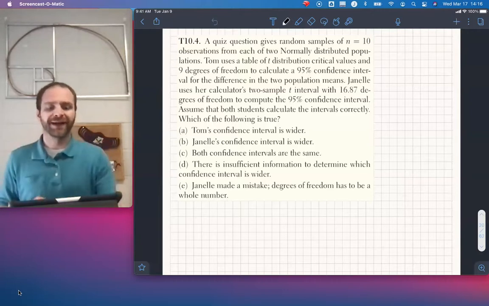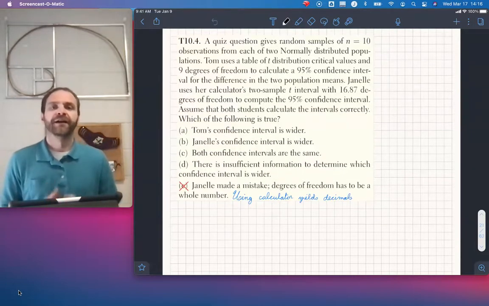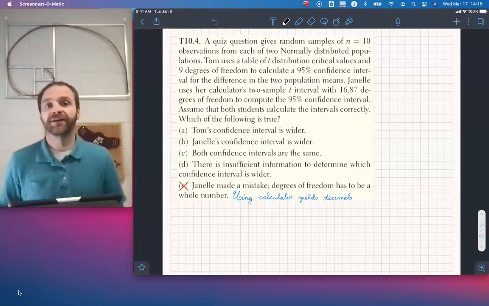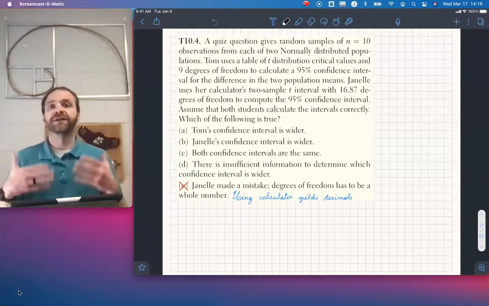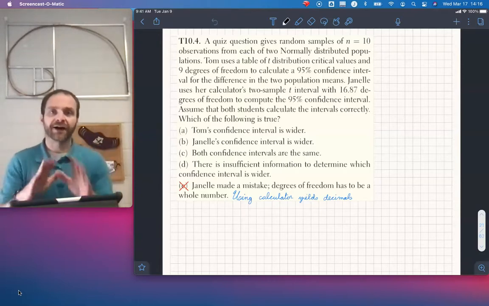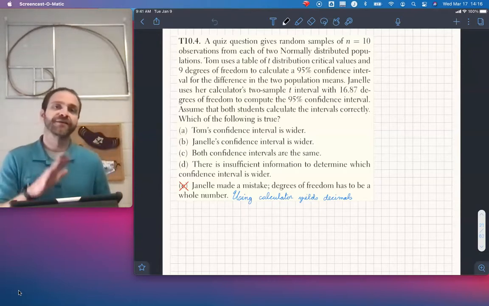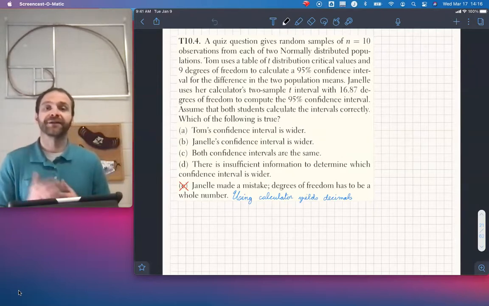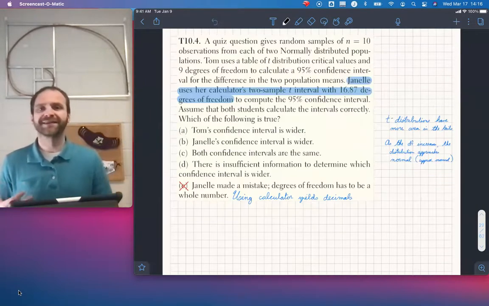By the way, I'm going to cross that one out. Since Janelle used her calculator, the calculator will give you the degrees of freedom from the formula. We don't want you to do the formula by hand. The calculator does that formula. So degrees of freedom when you use the calculator can be a decimal. So I'm crossing out E. I have to read through the rest, but what I really want to do is figure out, well, what's the difference?